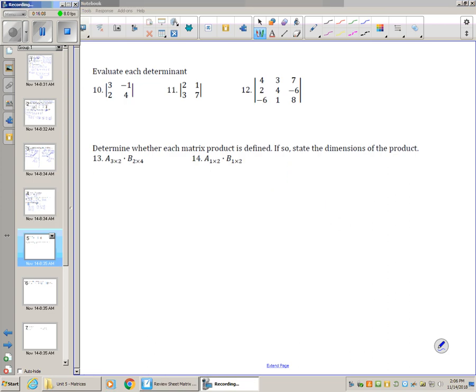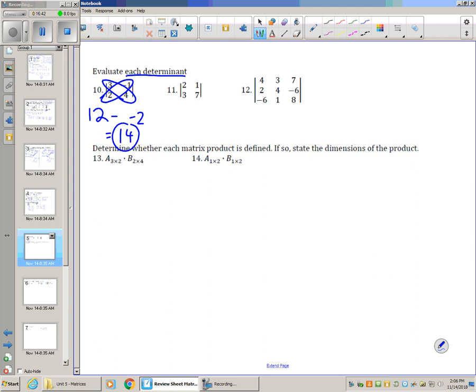All right, so evaluate each determinant. It's really helpful to know how to do these by hand. So talking about number 10, if I'm finding the determinant, remember you just multiply the diagonals. So 3 times 4 is 12, and you're going to subtract them. So 12 minus 2 times negative 1, which is negative 2. So I'm going to do 12 subtract negative 2, which is equal to positive 14.